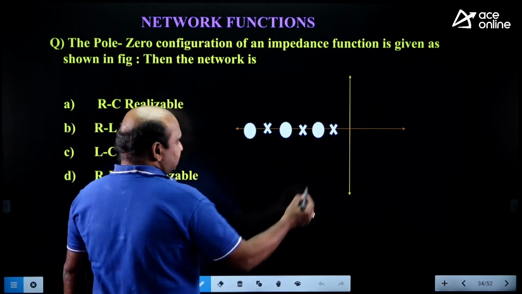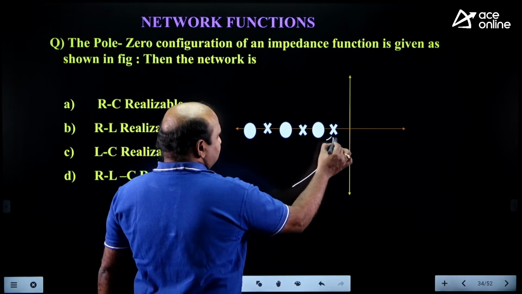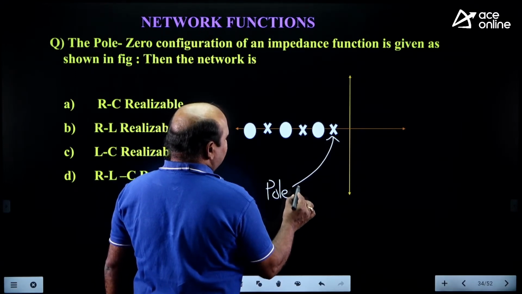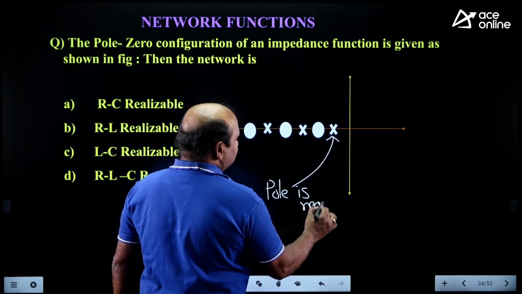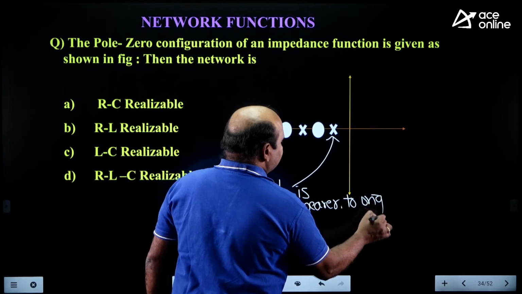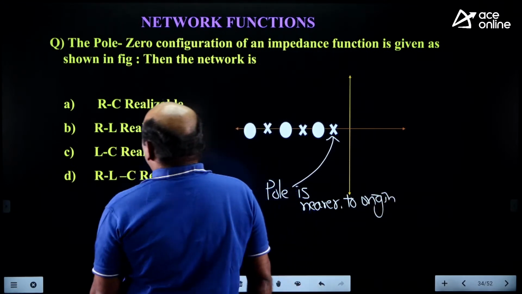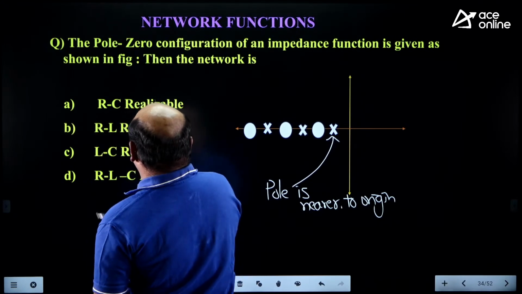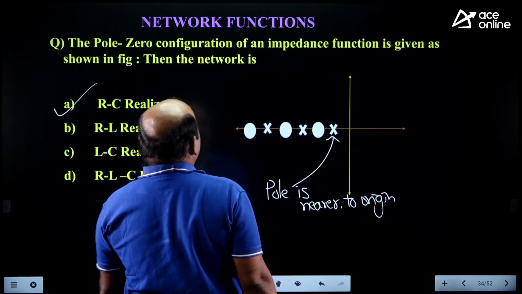As per that, which is nearer? Pole is nearer, no? This is the pole. Pole is nearer to origin, same as whatever we have discussed. Pole is nearer to origin means what? RC realizable. We can take it.